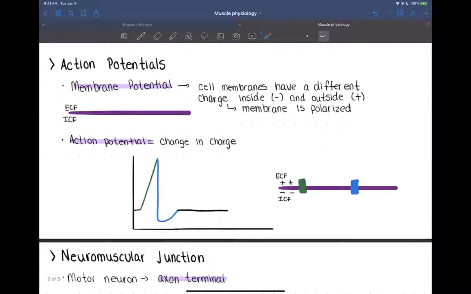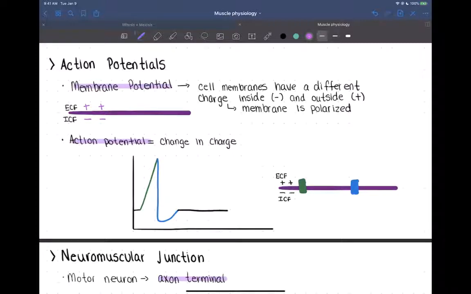Okay, and so to understand an action potential, we need to understand the idea that excitable cells, really all cells, if a cell is alive, it has a membrane potential. And all that means is that the cell's membrane has a different charge on the inside compared to the outside. So this is our cell membrane, our extracellular fluid is on the outside, and our intracellular fluid is on the inside of the cell. The inside is going to be slightly more negative than the outside, and the outside would have a slight positive charge.